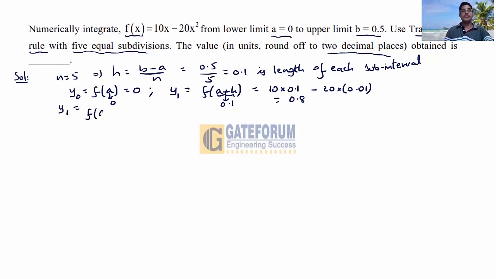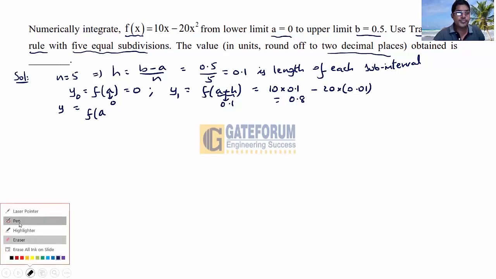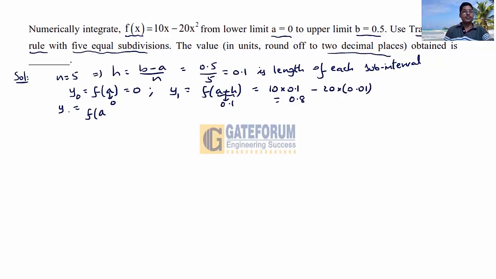Function value at a plus h, then a plus 2h. So this y1 is already calculated, now y2. Y2 is equal to f of a plus 2h. A plus 2h value becomes 0.2. So 10 into 0.2 minus 20 into 0.2 whole square, which is 0.04. Please check. So this simplifies to 1.2, that is 2 minus 0.8.